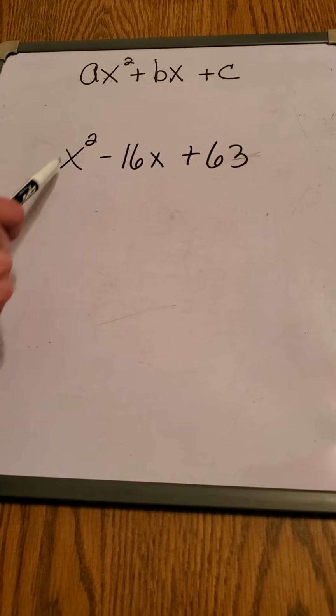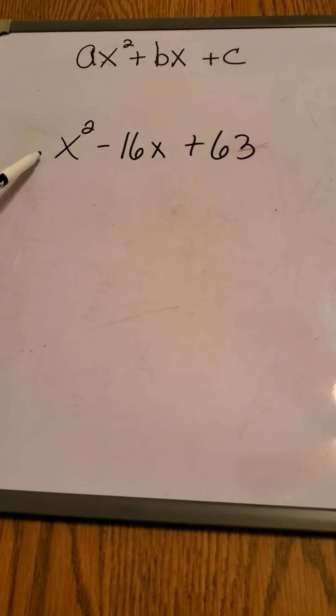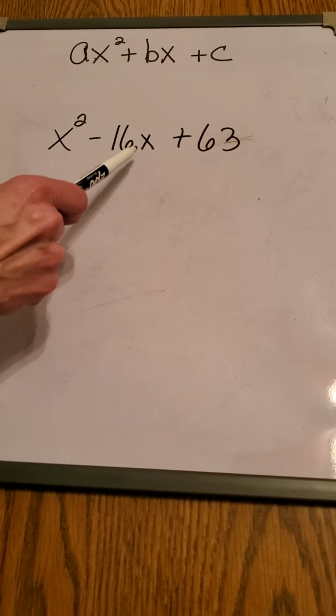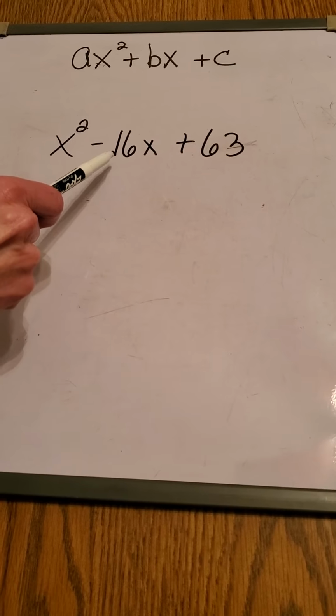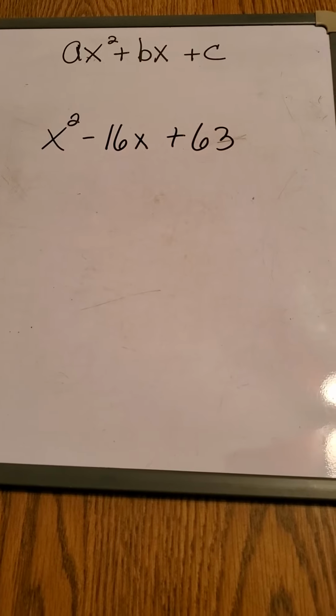So again, here's my x squared, which is my first term. My lead coefficient happens to be 1. My second term is negative 16x. My second coefficient is negative 16. And my last term, the constant, is 63.